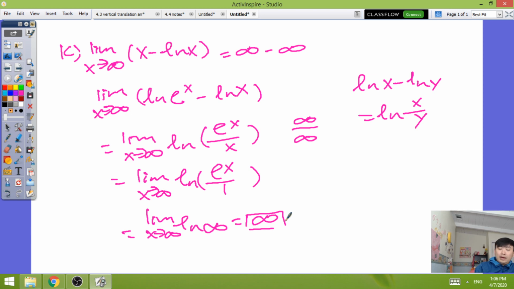Okay? It's a little bit of a weird structure with this type of problem. So basically what you need to do is condense the expression first. Once you condense it and come up with the quotient, you can always simplify it by using L'Hopital's rule. Okay, so now let's see what else we have for the next one.